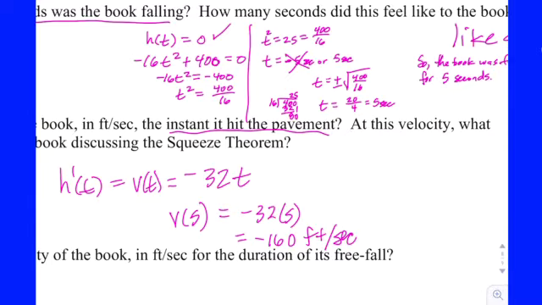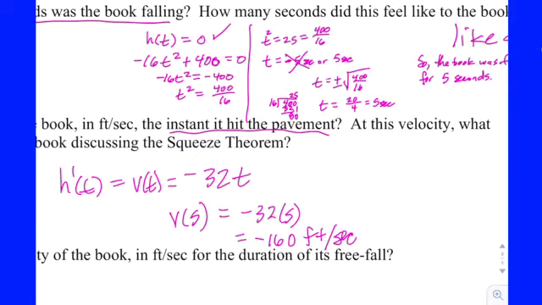So there's two ways to read that. You can say that at t equals 5 seconds, the book's position was decreasing, right? Anytime we have a derivative that's negative, that means the function is decreasing. Well, that's the derivative of position. Or the height of the book is decreasing by 160 feet every second, right? That's what that means. But we can also interpret that as at t equals 5 seconds, the book hits the ground at 160 feet per second.